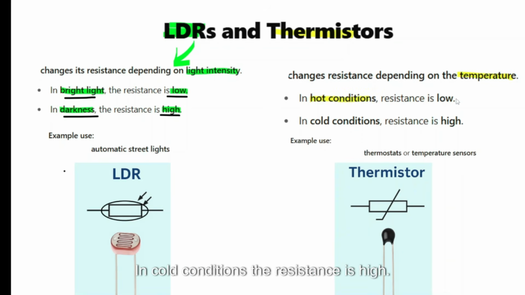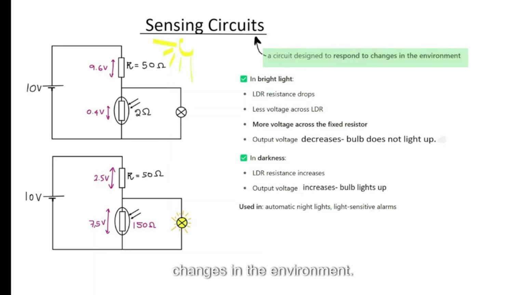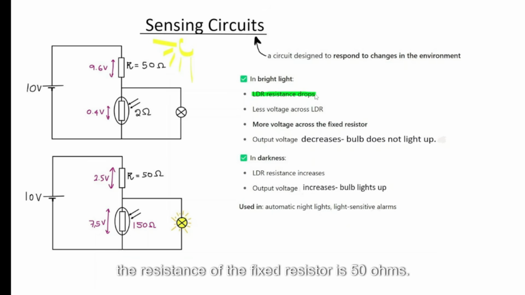In cold conditions, the resistance is high. Sensing circuits are used to respond to changes in the environment. In bright light, the LDR has a low resistance. Now let's say the resistance of the fixed resistor is 50 ohms, and let's say in bright light, the low resistance of the LDR is 2 ohms.